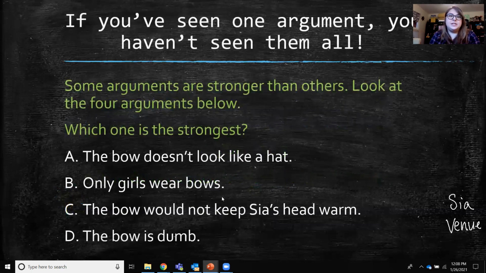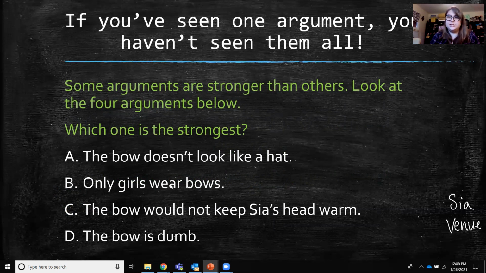All right, so this brings us to our last little bit of our lesson today. We're talking about the strength of an argument. Some arguments are stronger than other arguments, and this is just something that happens. What we want to keep in mind is that the more evidence you have, the more you can support your argument, the better that argument is.